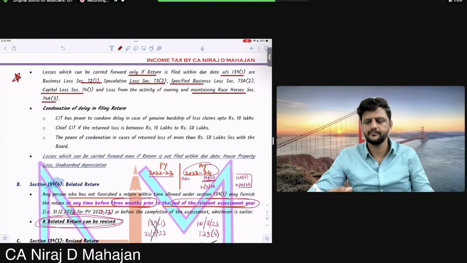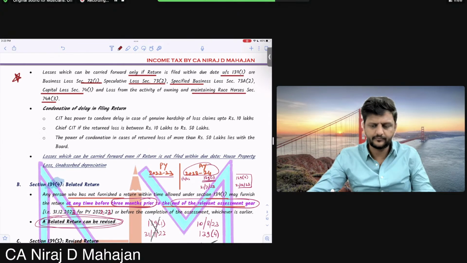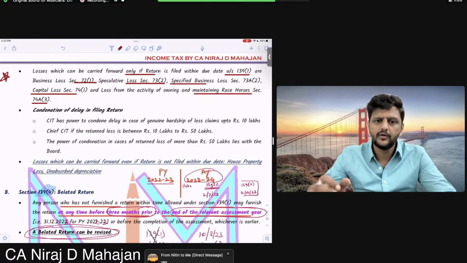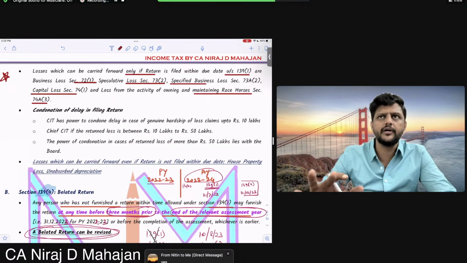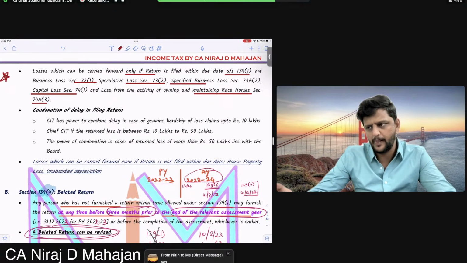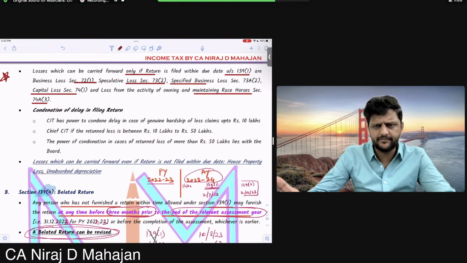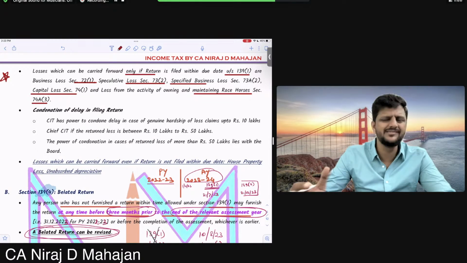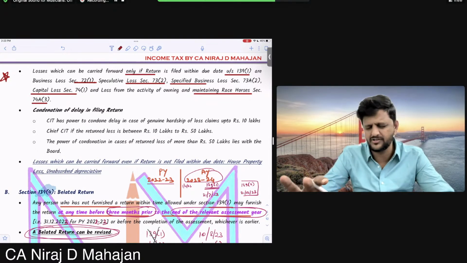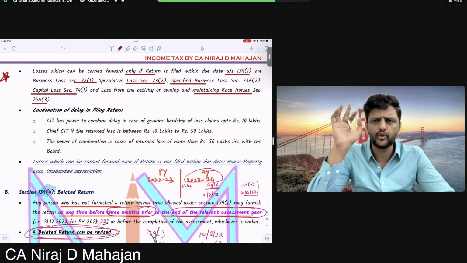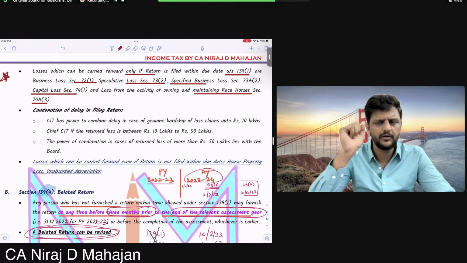Okay, all of you? Please learn this entire statement by heart. See, logically you can keep in mind which head of income: PGBP and capital loss. In PGBP, what else do you have? Normal, speculative, specified. And one more business you can say is owning and maintenance of race horses. Keep these 5 things in mind, including capital loss. Okay, everybody? Clear?